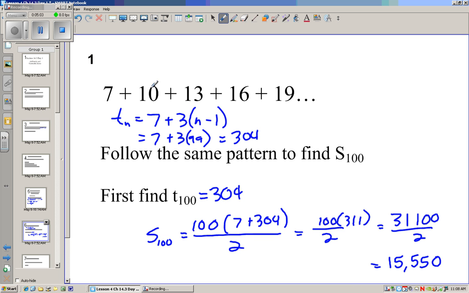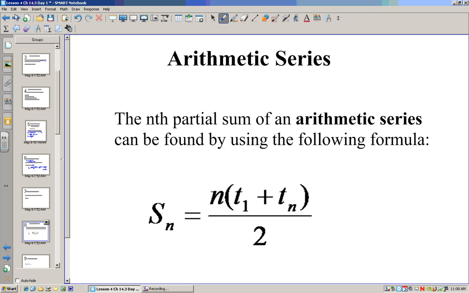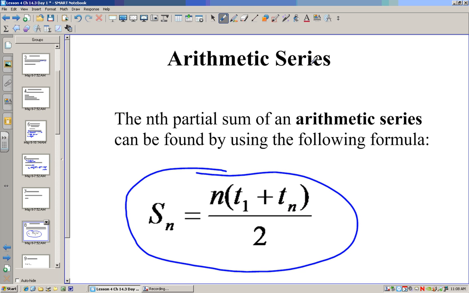That's going to be the sum of the first 100 terms, or how much money you'd have in your bank account if you kept adding that same amount each day. All right, so this is our equation for an arithmetic series. Now remember, we call it a series because we're adding up each term rather than having a comma between each term.